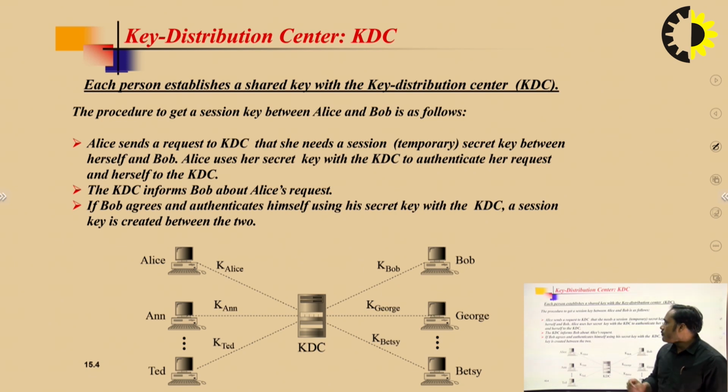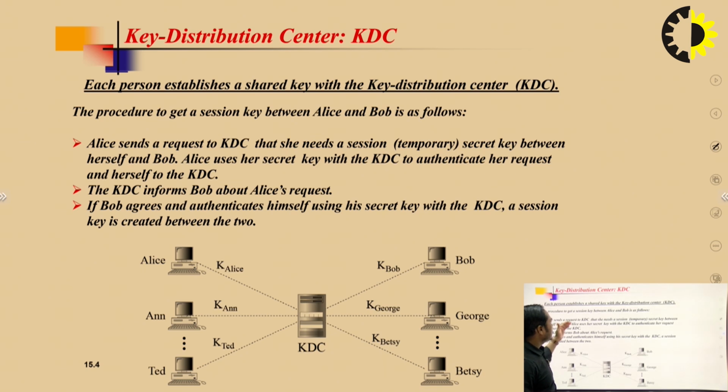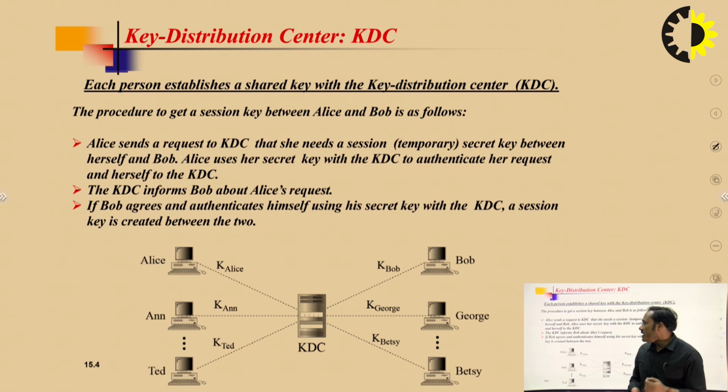The procedure starts from the first point. Alice sends a request to the KDC that she needs a session secret key between herself and Bob. So Alice wants to communicate with another person like Bob. First, a session will be created between Alice and Bob by using the KDC. Alice uses her secret key with the KDC to authenticate her request and her set to the KDC. So this is important.